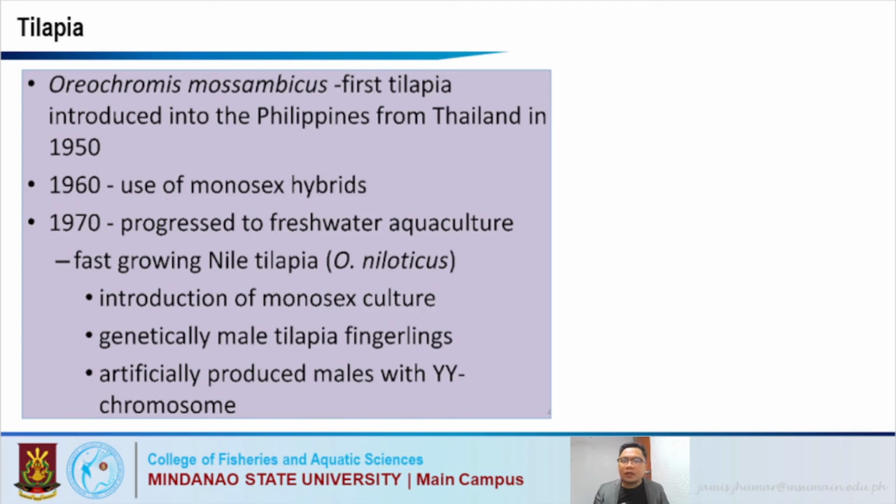Now, the reason why the industry tends to divert their attention to male tilapias is because male tilapia grow faster than the female. The female tilapias use their energy to reproduce, while the male tilapia basically use their energy to grow. So that's the reason why aquaculturists tend to develop or prefer male tilapias over female tilapias.